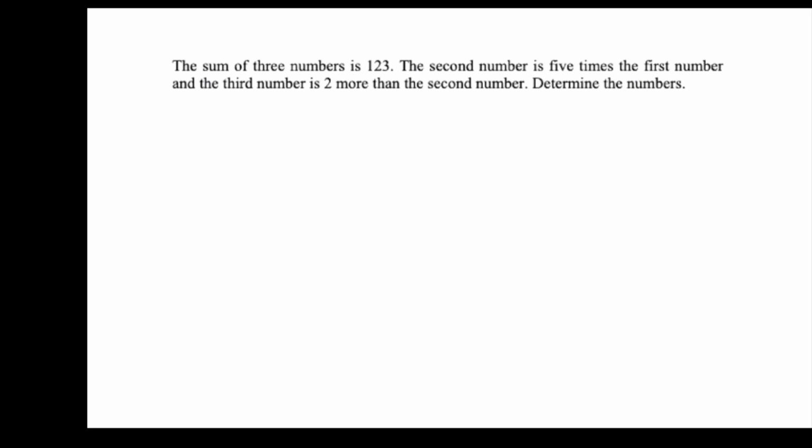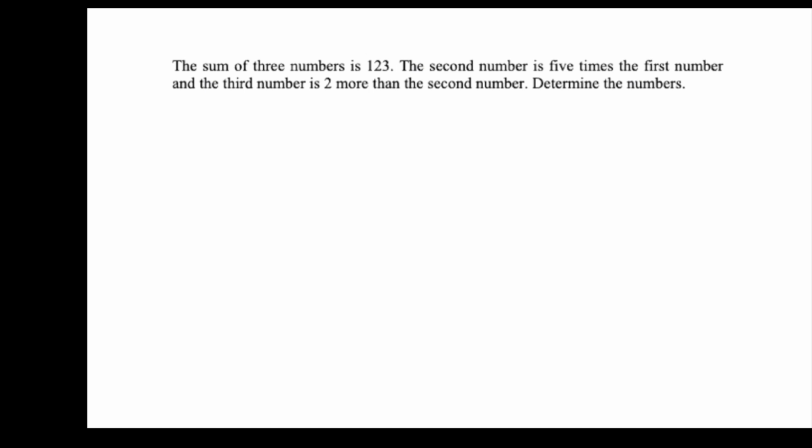Numbers are given values in relation to each other. For instance, it says the second number is 5 times the first number. So if you want to know the second number, you actually need to know the first number, because the second number is 5 times the first number. And now the third number is 2 more than the second number. So if you want to know the third number, you actually need to know the second number, because the third number is expressed in terms of the second number.